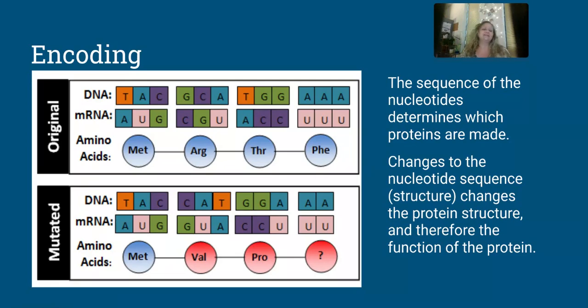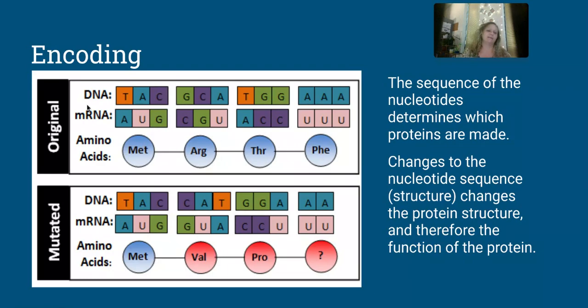And as just a quick reminder, remember that when we have our DNA, it's going to pair into mRNA. We'll make a copy into mRNA, which can leave the nucleus. And then that's going to determine which amino acids get placed.